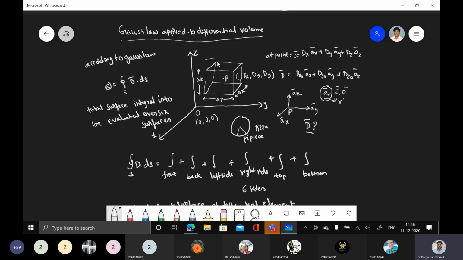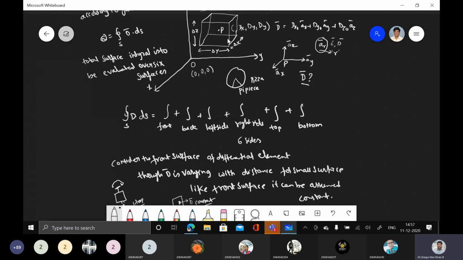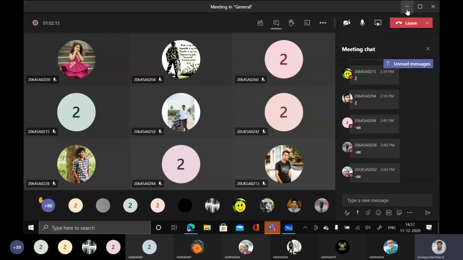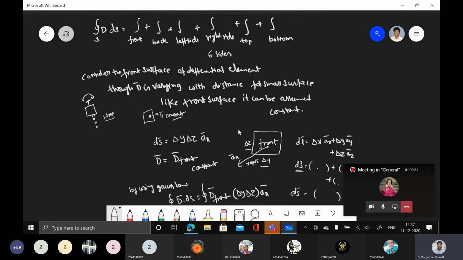So the total charge enclosed by this particular object is equivalent to the charge enclosed by the front side, the back side, the left side, the right side, the top, and the bottom. If you add all those six sides, you can find the total charge enclosed by this differential volume element. Okay, the total charge covered by this one.